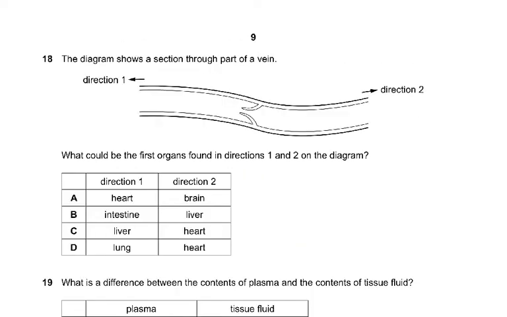Now coming to question number 18, the diagram shows a section through part of a vein. Direction 1. You know, your veins are going to be carrying blood like this because the valves are in this direction. But they sort of confused you a bit, and they've said, okay, direction 2.